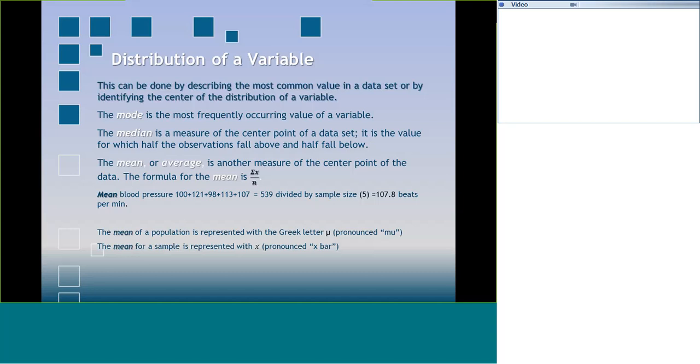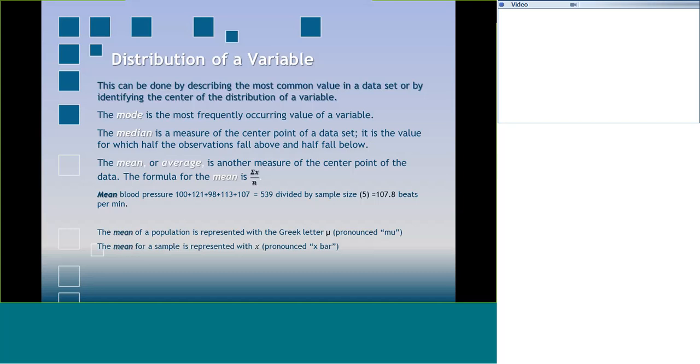The mean, or average, is another measure of the center point of the data. You more than likely have encountered this before. The formula for the mean is the sum of x divided by the sample size. Recall from the previous slide, this tells us just to add up all the values of the variable and then divide by the sample size. To find the mean of our blood pressure variable, we would add 98 plus 100 plus 107 plus 113 plus 121, which equals 539.